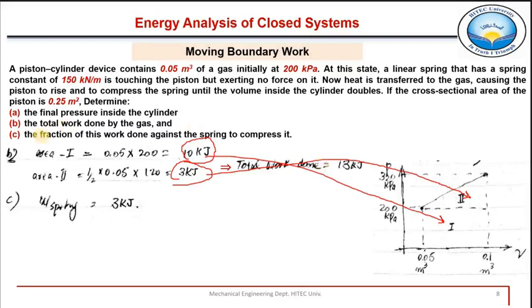And part C is to find the fraction of this total work done against this spring to compress it. This is the total work done, but this work is done against this pressure, 200 kilopascal, and this work is done against the spring pressure. This triangular part represents the work done only against the spring force, or the pressure developed by the spring. So of this total work, which is 13 kilojoules, how much is of the spring? That is only 3 kilojoules. So that was part C.